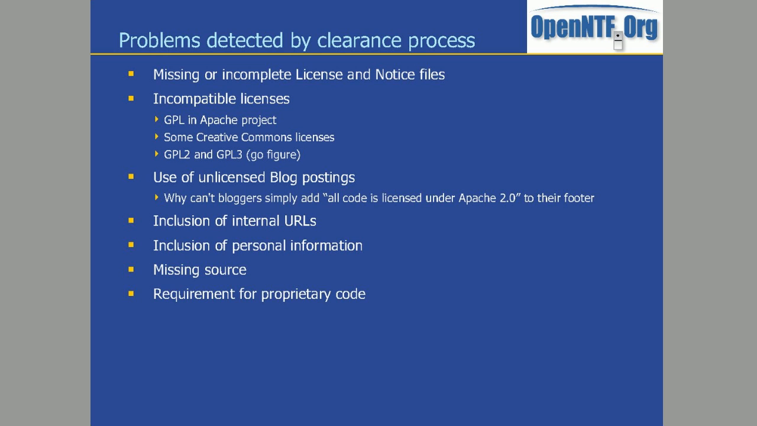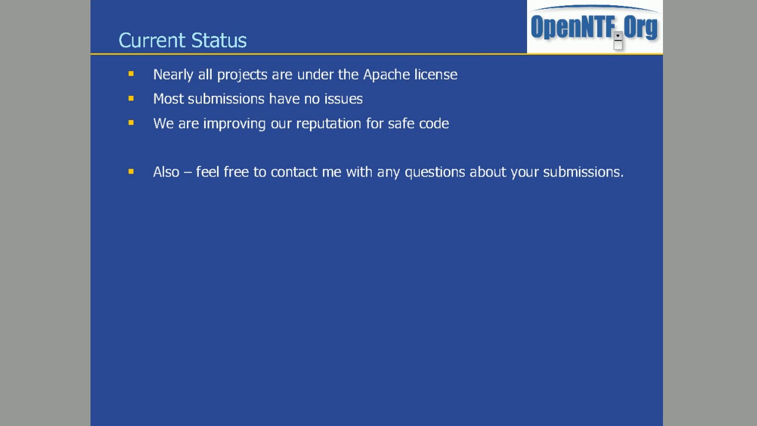Next slide. One thing we've noticed, this is the current status, is that about 95% or even more of the submissions are under Apache, which I believe is a good thing because GPL is a much more restrictive license and makes it very difficult to use GPL code in commercial projects. Most submissions have gotten better and better in terms of having no issues. People who are contributing understand the issues more and more, and I believe that's resulting in us getting a reputation for having safe and responsible, rigorously checked out code.